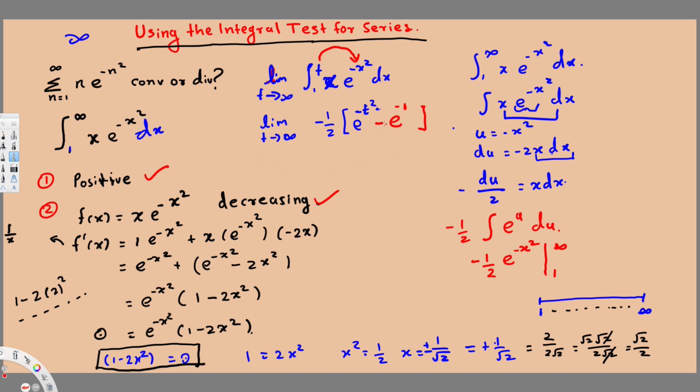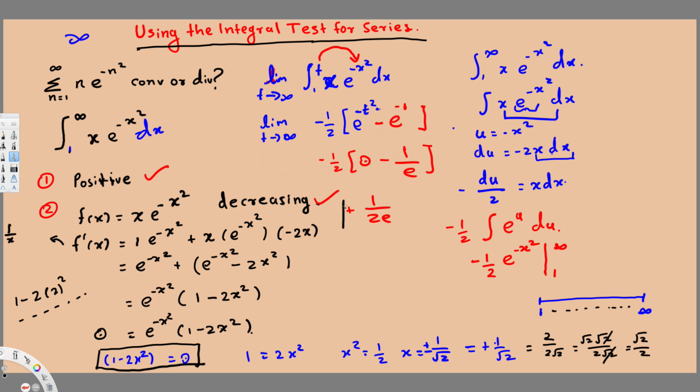Now let's see what we get, right? If you do the limits for this one, this is going to be negative half times e power negative infinity, which is 0, minus, here we don't have t, so we can just leave it as 1 over e. And if you do the multiplication, that's going to give us plus 1 over 2e. So that's going to be the final answer.